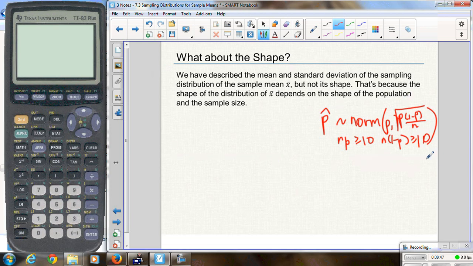So we don't have a proportion this time, so I can't multiply n times p when I'm dealing with a mean. So we have to have a different requirement. And we do need to understand the shape of the sampling distribution. And it's going to depend on two things. It is going to depend a little bit on the shape of the population, but it's also going to depend mostly on the sample size. And that was true for the proportion as well.